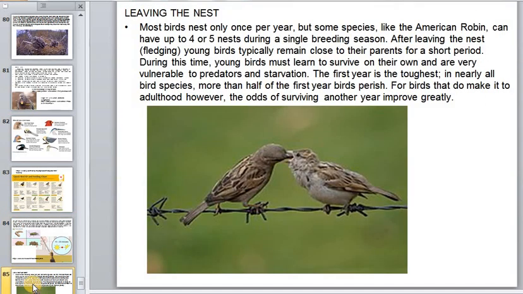But leaving the nest. Most birds nest only once a year, but some species like the American robin can have up to 5 nests during a single breeding season. And of course it's very hard work, especially for first year breeding birds. And for birds that do make it to adulthood, however, they survive another year and improve greatly.